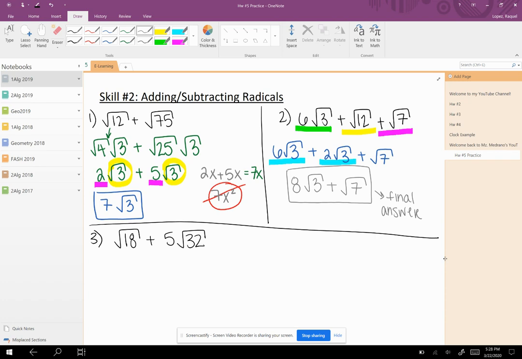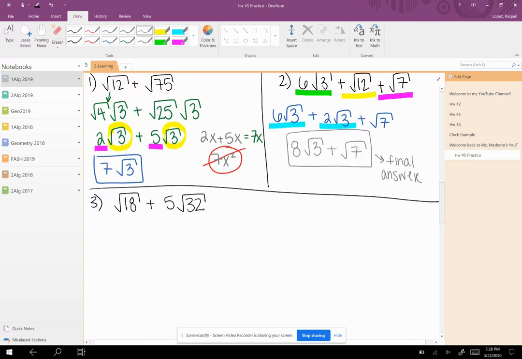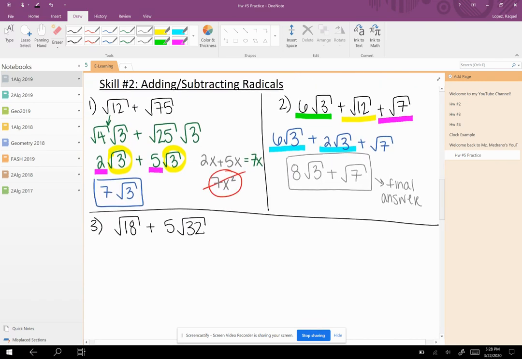All right, guys, welcome back. So let's work through number 3 together. So square root of 18. Let's break that down. So square root of 18 can be broken down into root 9 because that's a perfect square number times the square root of 2. And then plus 5, and let's break down 32. So the only perfect square number that goes into 32 nicely is 16 and 2.